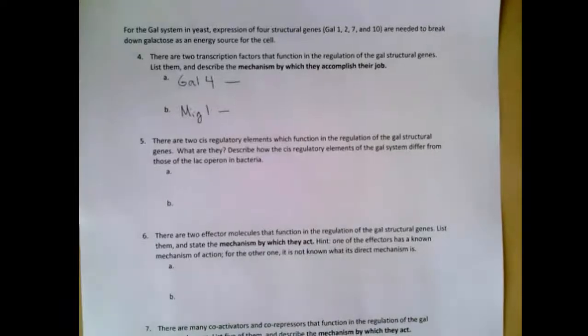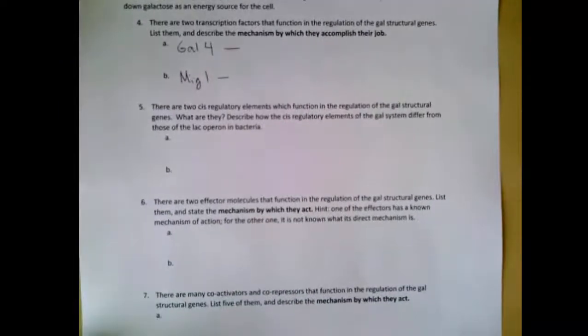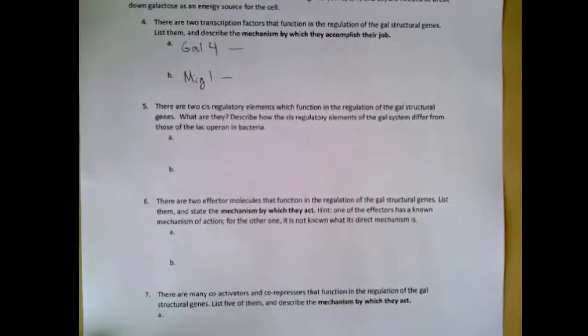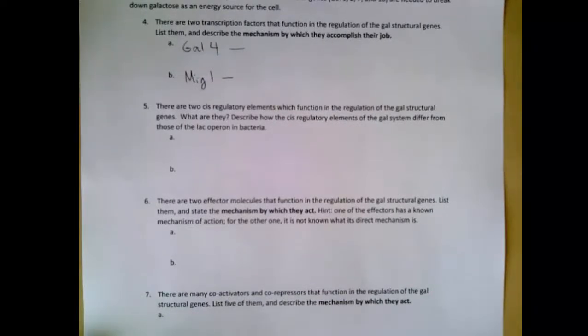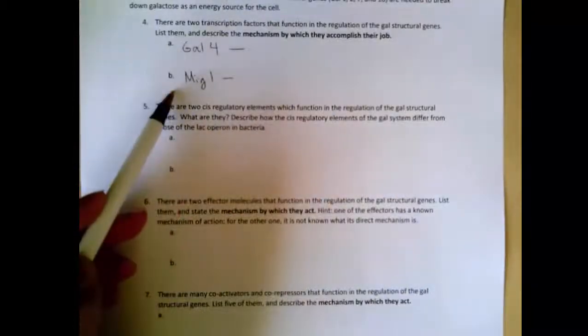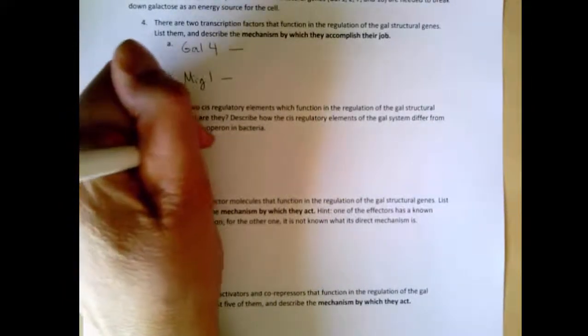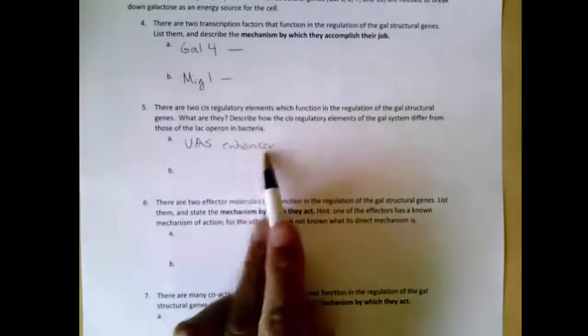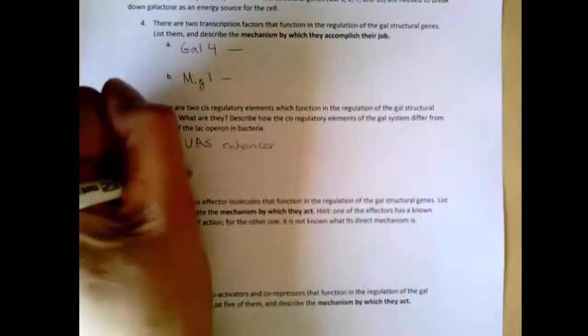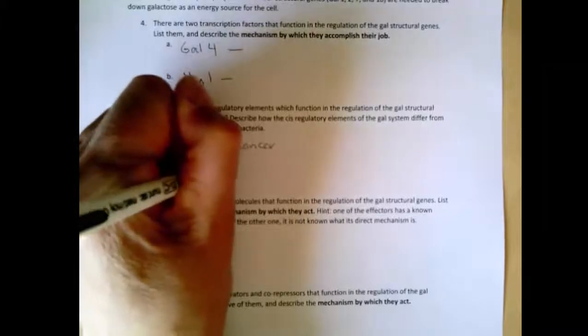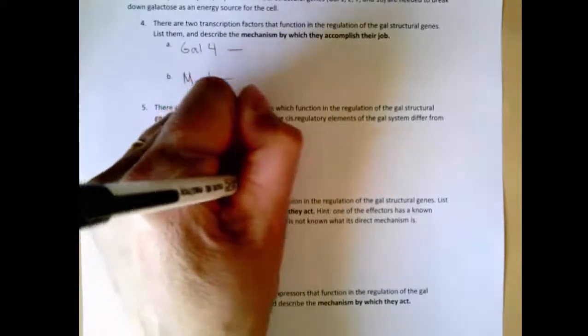What are the cis-regulatory elements which function in the GAL system? So the cis-regulatory elements are the binding sites for the two transcription factors that we identified in number 4. And the first one is called a UAS enhancer. That would be the binding site for GAL4. And then the second one would be the MIG1 binding site. And these would both be considered enhancer sequences.